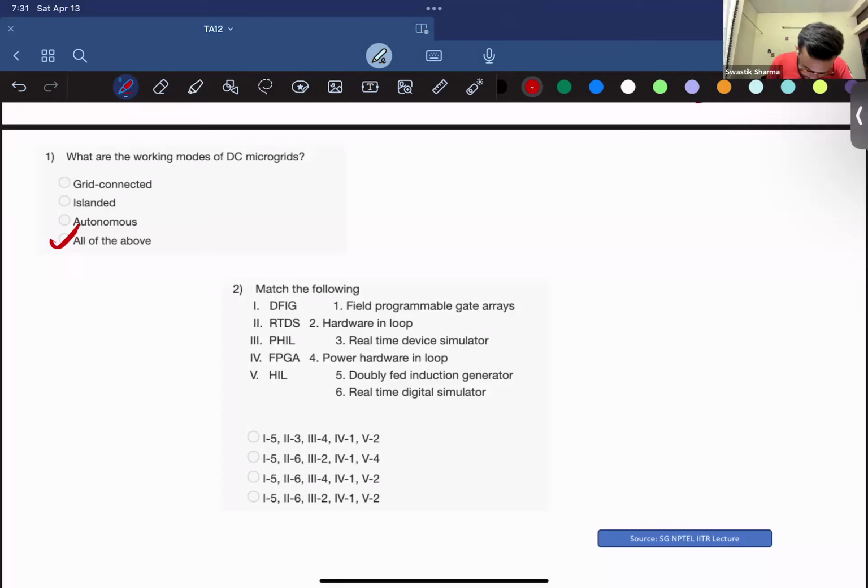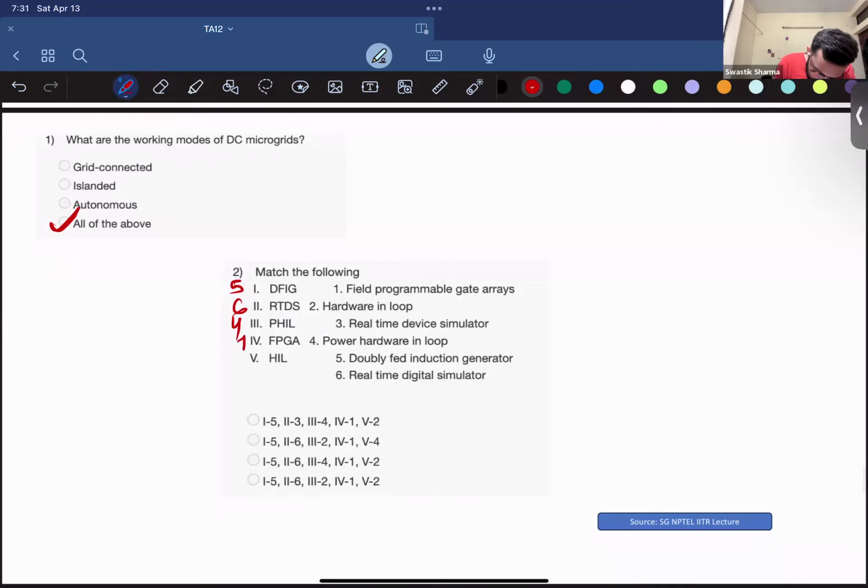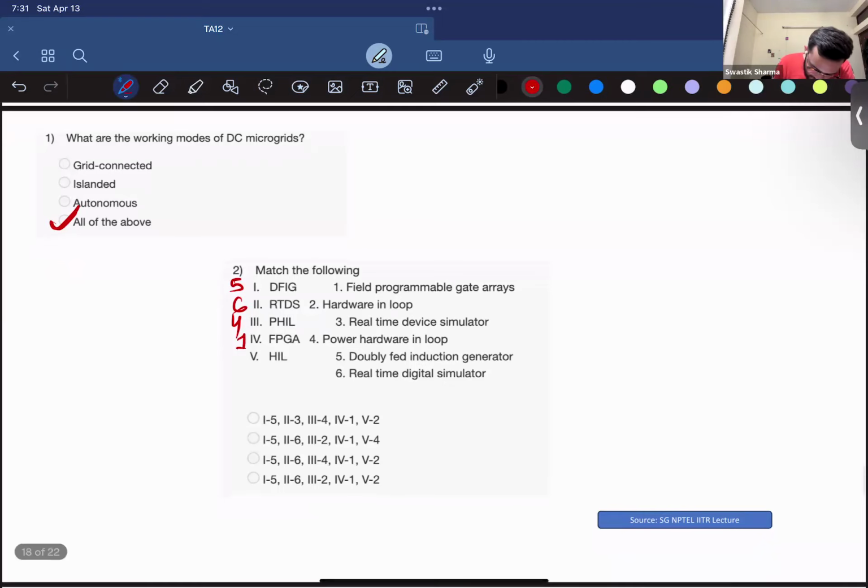Okay, so DFIG is your doubly fed induction generator. RTDS is your real-time digital simulator. Then PHIL is your power hardware in loop. And then you have FPGA, which is field programmable gate arrays. Then you have HIL, which is hardware in loop.